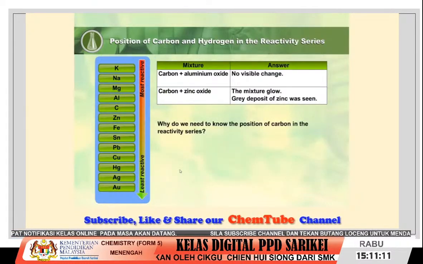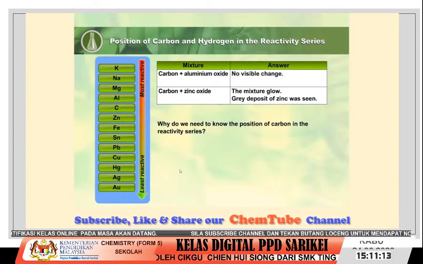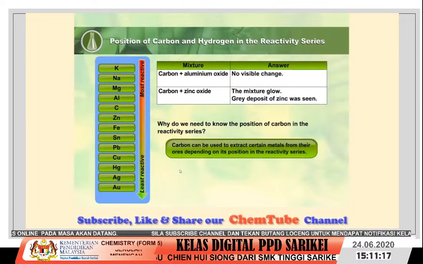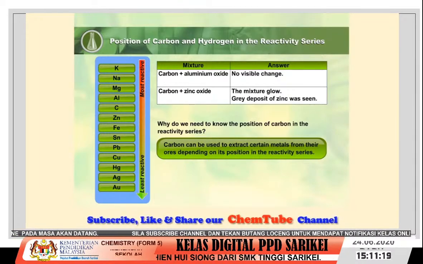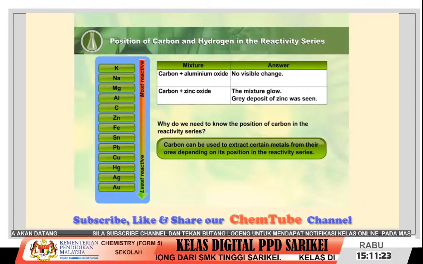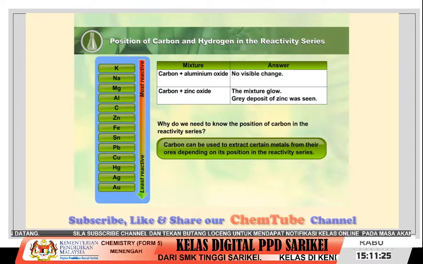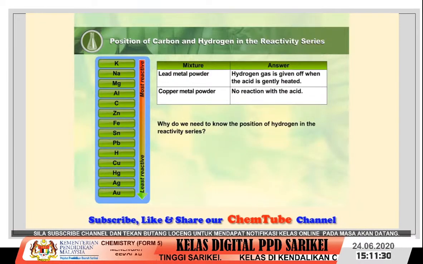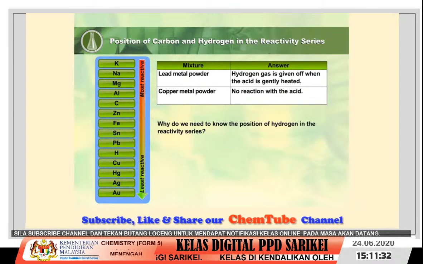Why do we need to know the position of carbon in the reactivity series? Carbon can be used to extract certain metals from their ores depending on its position in the reactivity series. Why do we need to know the position of hydrogen in the reactivity series?